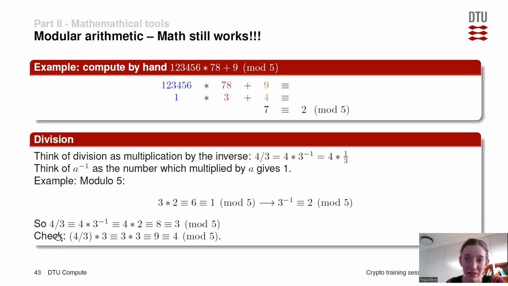Then I have this final line just to check that it makes sense, because it should, of course, be so that if I first divide by 3 and then multiply by 3 afterwards, I get back the original number. So 4 divided by 3 times 3 should be 4. Let's check if this is true. 4 divided by 3, we found before, is just 3. So 3 times 3 is 9, and 9 is 4 modulo 5. We get back the original number. This is, of course, not a proof that this will always work, but I hope it makes you feel a little safer about this weird notion of division.